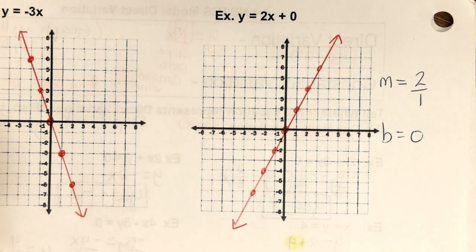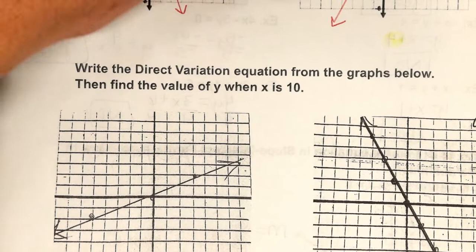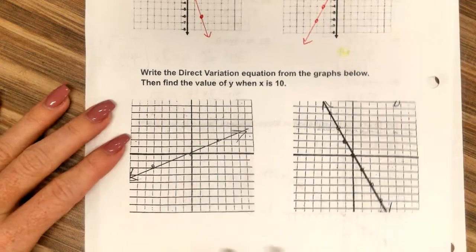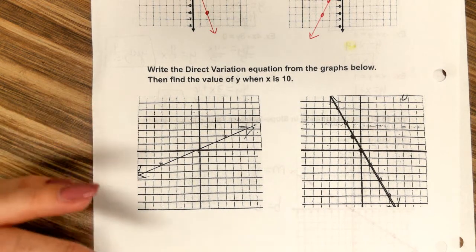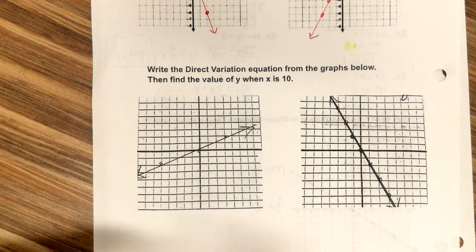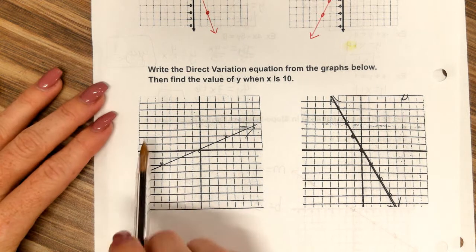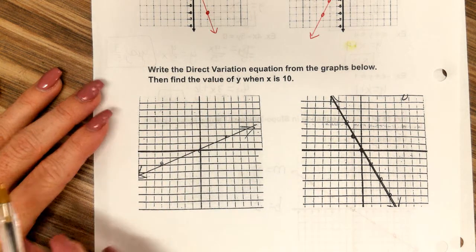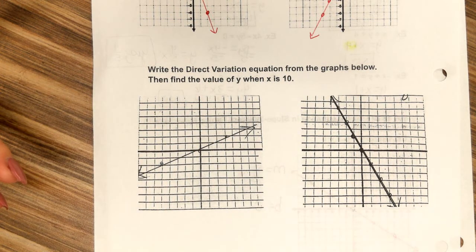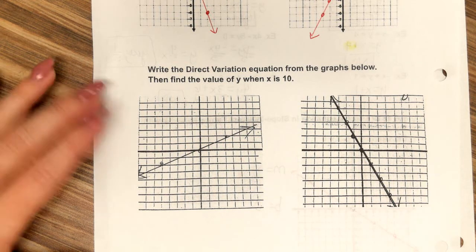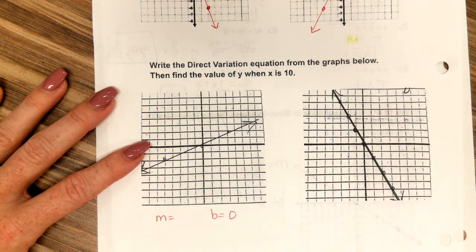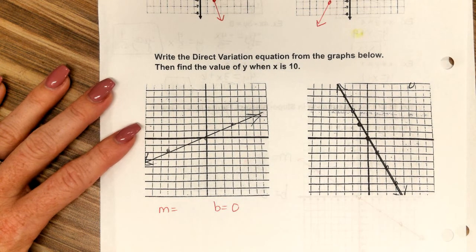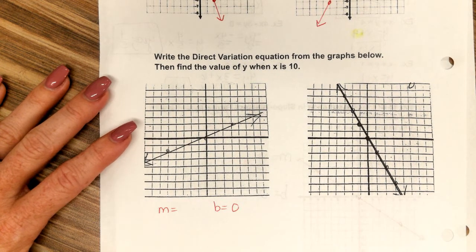All right, the next question has us doing 2 things. This time they gave us the graph, and they want us to write the equation, and then they want us to solve with the equation. So let's look at it. It says write the direct variation equation. Well, I already know what the y-intercept is going to be, because they told me it's direct variation. So I need a slope and a y-intercept. The y-intercept is 0. How do I find the slope?